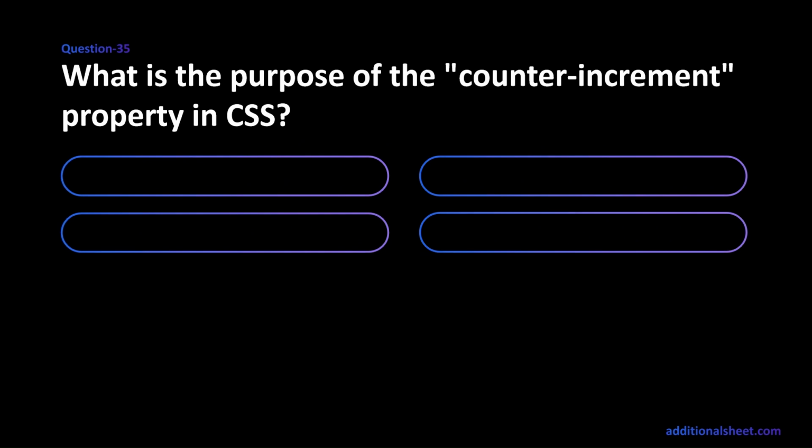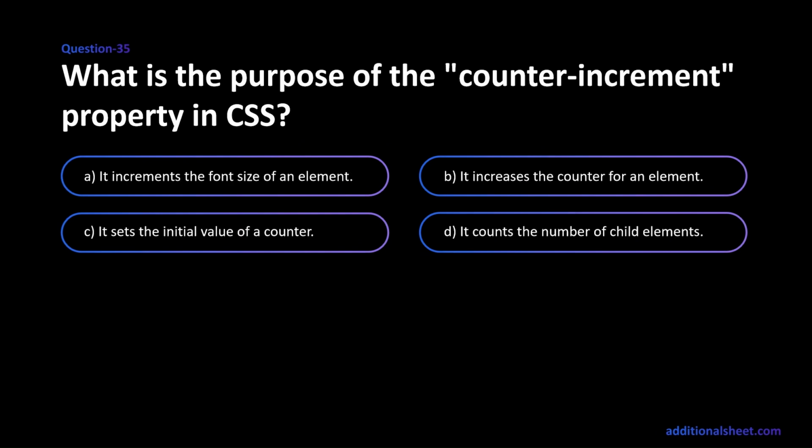Q35. What is the purpose of the counter-increment property in CSS? Options are: A. It increments the font size of an element. B. It increases the counter for an element. C. It sets the initial value of a counter. D. It counts the number of child elements.